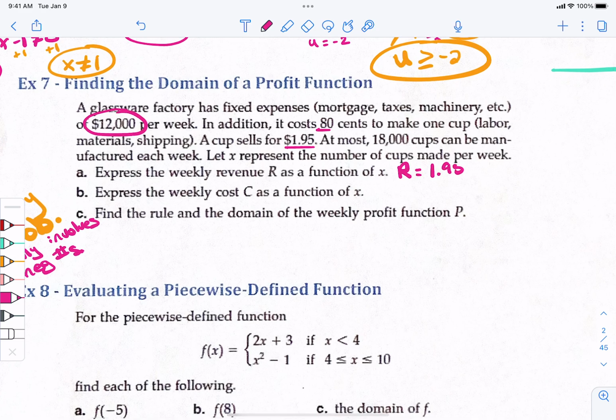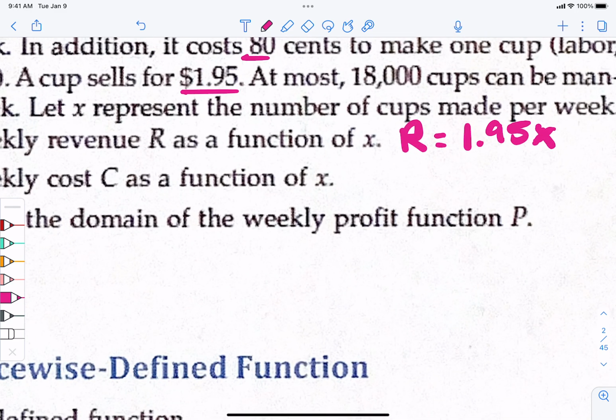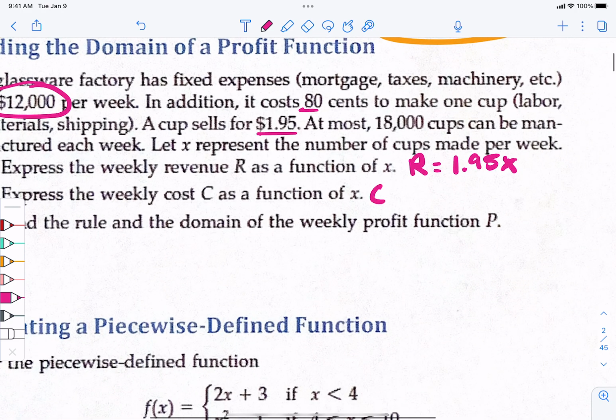$1.95x. Is that all the revenue we have coming in? No, minus 0.80x. No. We're not putting them together yet, because we have a revenue. That's the only money that I have coming in, right? $1.95 per unit. That's all the money I have coming in. Now the cost that I have, okay, it's costing me 80 cents a thing, right?